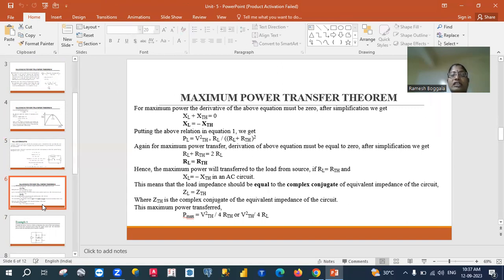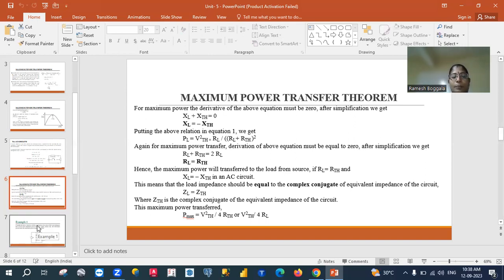Putting this relation in equation number 1, we get RL equal to RTH. Hence, the maximum power will transfer from the source to the load when RL equals RTH and XL equals minus XTH in an AC circuit. This means the load impedance should be equal to the complex conjugate of the equivalent impedance of the circuit. So ZL is equal to the complex conjugate of ZTH. The maximum power transferred is VTH squared divided by 4RL, the same as in the DC circuit.